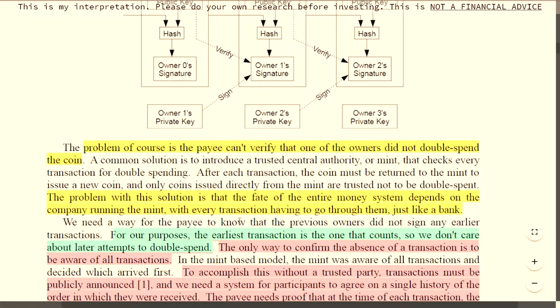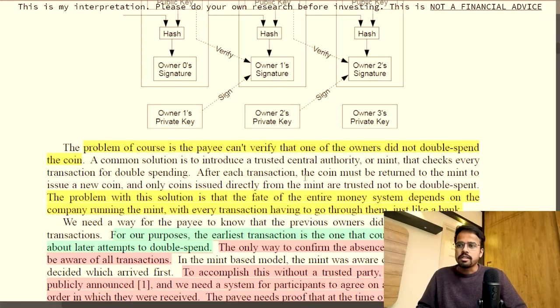Now this can happen very easily if there was a centralized authority. The problem, of course, is the payee can't verify that one of the owners did not double spend the coin. A common solution is to introduce a trusted central authority or mint that checks every transaction for double spending. After each transaction, the coin must be returned to the mint to issue a new coin, and only coins issued directly from the mint are trusted not to be double spent.